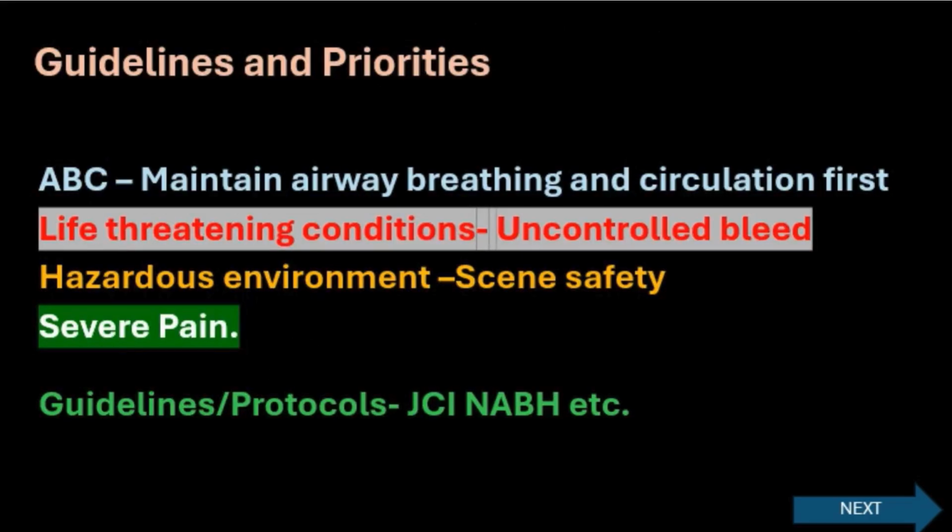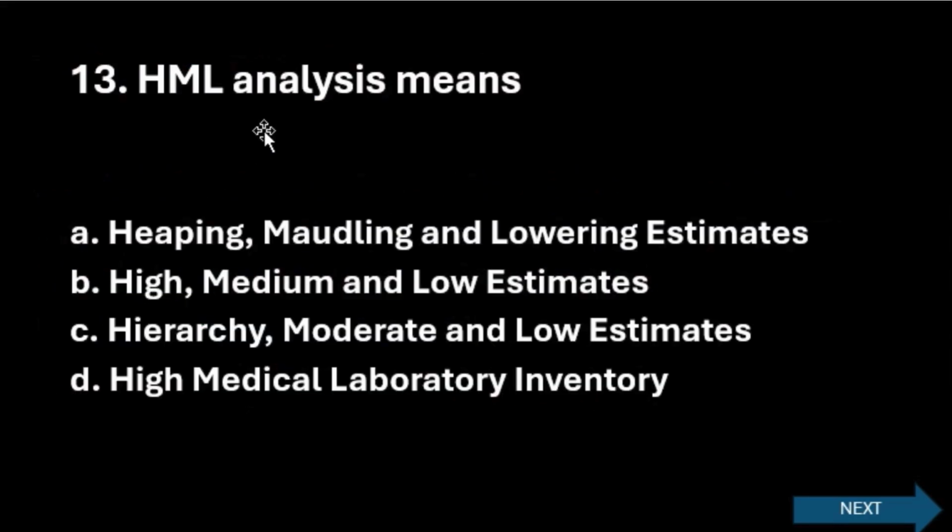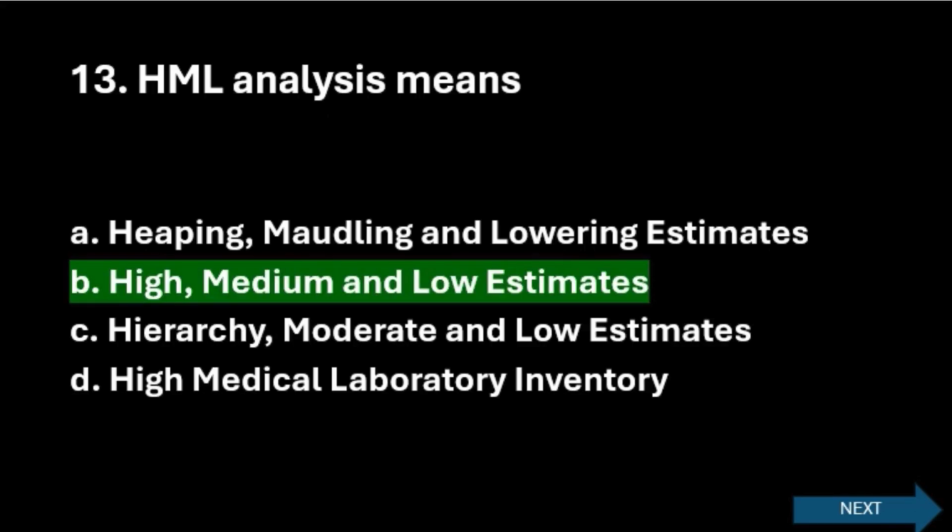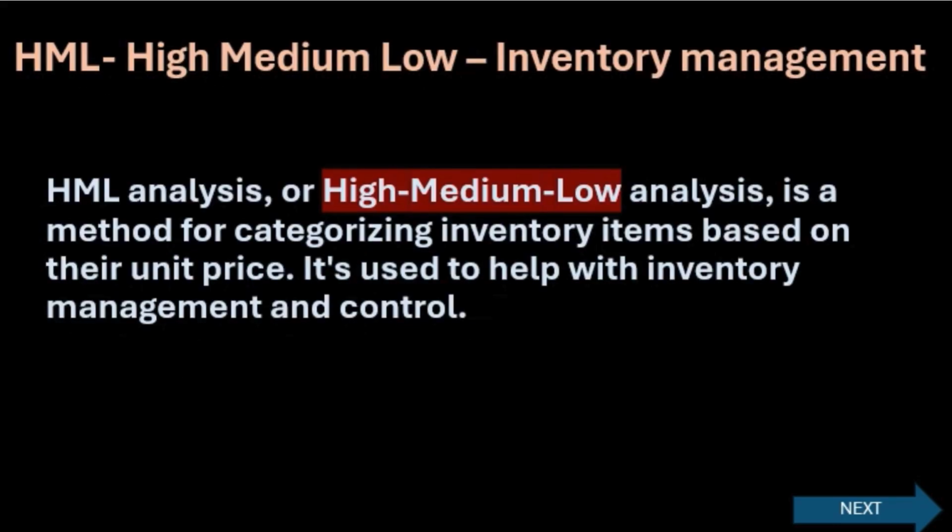Next question. HML analysis means: A, heaping, molding, and lowering estimate. B, high, medium, and low estimate. C, hierarchy, moderate, and low estimate. D, high medical laboratory inventory. HML analysis is one of the main tools in inventory management, and the right answer is high, medium, low estimate. HML analysis is a method for categorizing inventory items based on their unit price. It is used to help with inventory management and control.